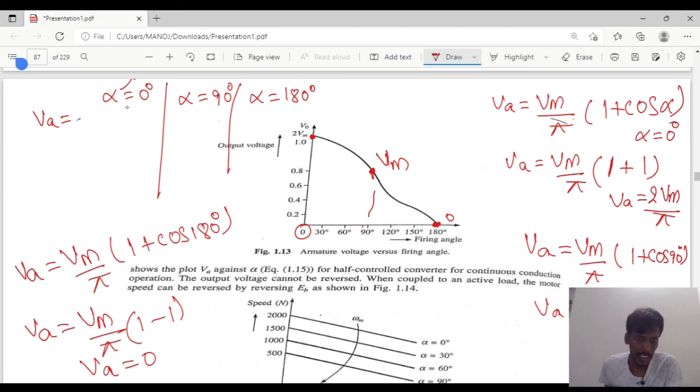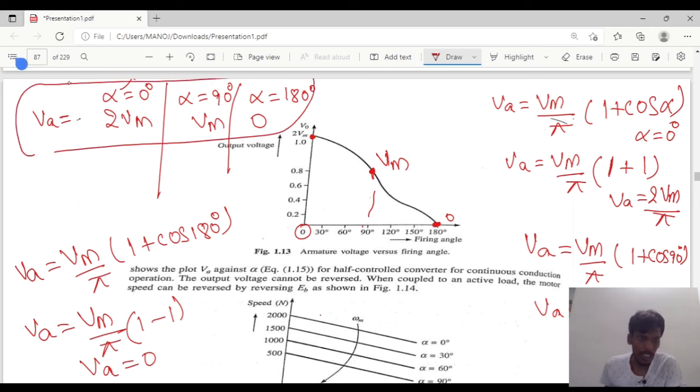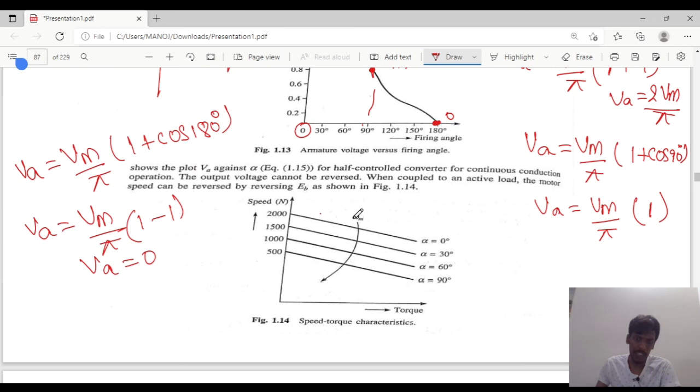So I can represent that here. The VA value at alpha equal to 0 will be 2 Vm by pi. At 90 degrees it is Vm by pi. At 180 degrees VA value will be 0. And this is a chart table. So for remembrance you can take this table. So for 0 it is 2 Vm by pi, at 90 degrees it is Vm by pi, and at 180 degrees it is 0. So this is the armature voltage versus firing angle.